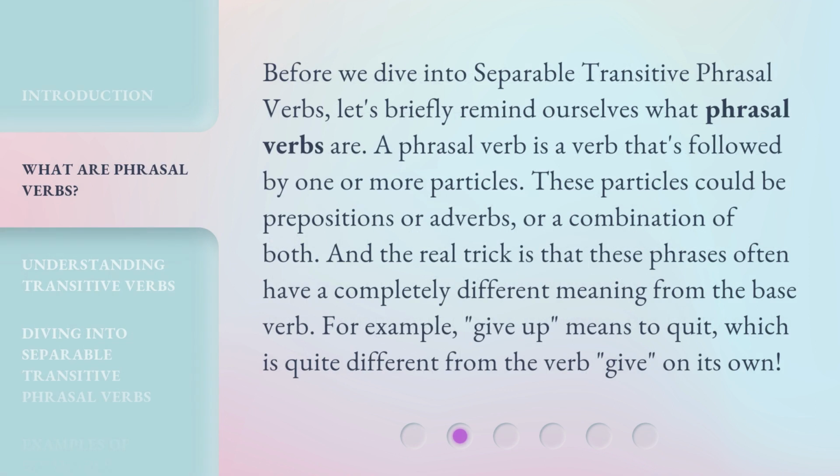Before we dive into separable transitive phrasal verbs, let's briefly remind ourselves what phrasal verbs are. A phrasal verb is a verb that's followed by one or more particles. These particles could be prepositions or adverbs, or a combination of both. And the real trick is that these phrases often have a completely different meaning from the base verb. For example, give up means to quit, which is quite different from the verb give on its own.